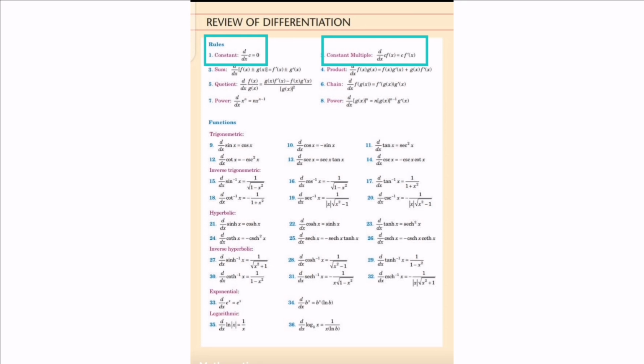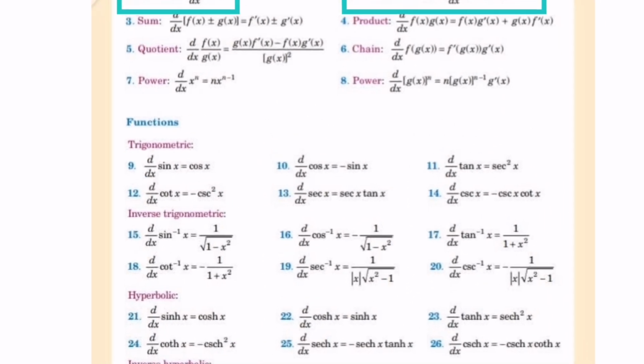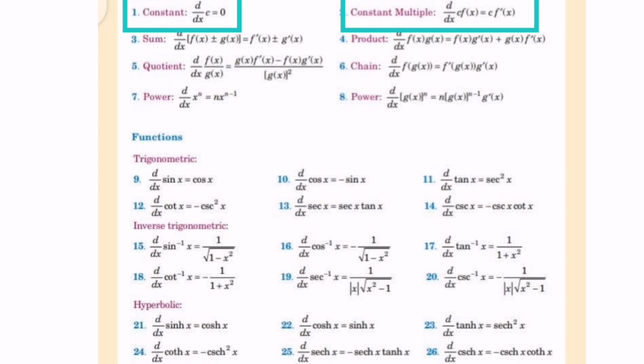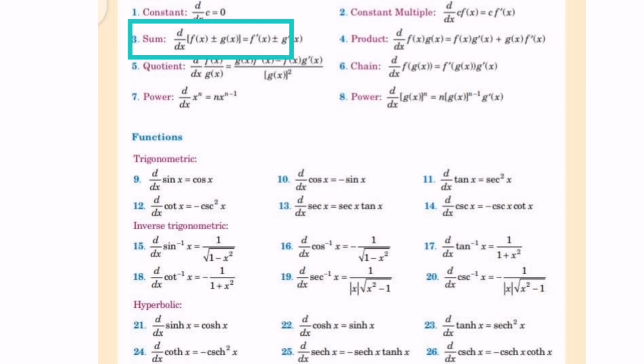Sum rule is used when two functions are given in the form of sum or difference. So derivative of f of x plus or minus g of x is equal to derivative of f plus or minus derivative of g.